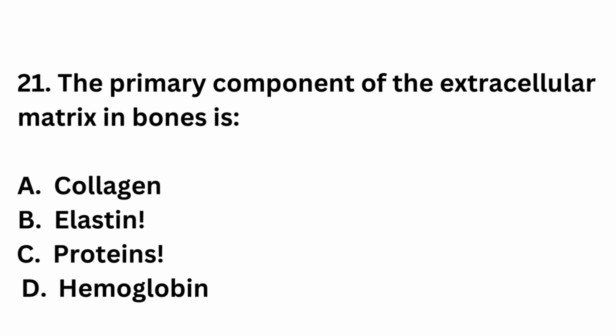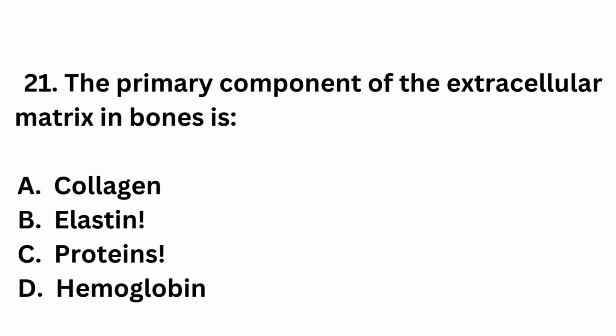21. The primary component of the extracellular matrix in bones is A. Collagen. B. Eosin. C. Proteins. D. Hemoglobin. The answer is A. Collagen.